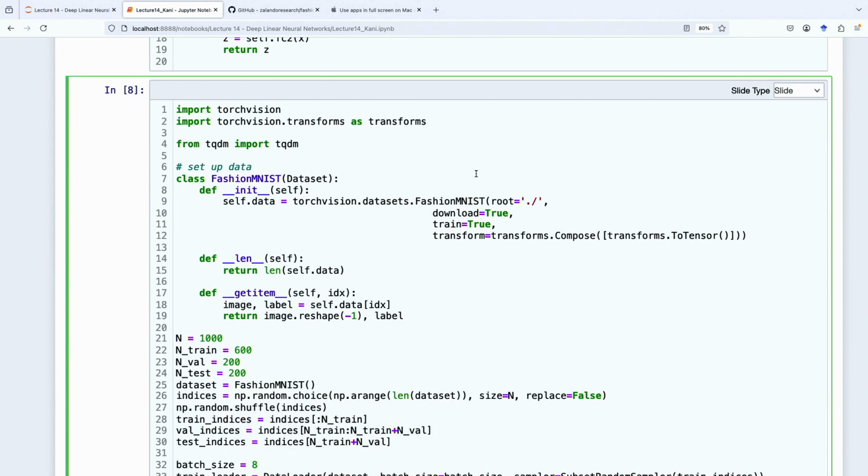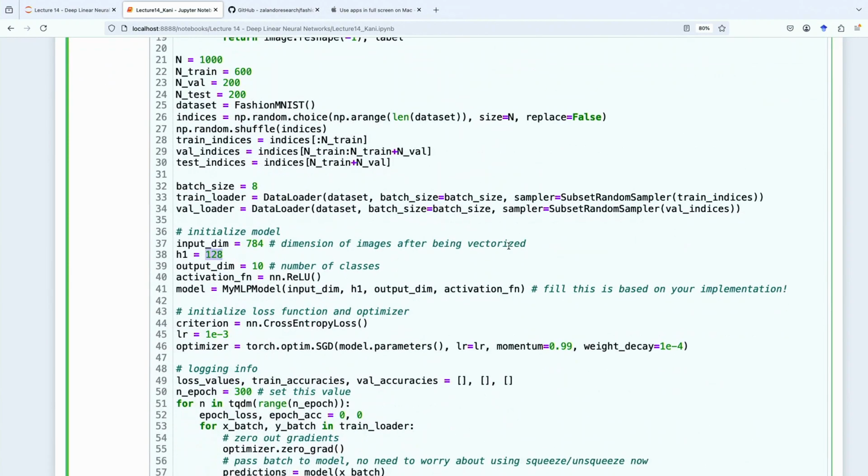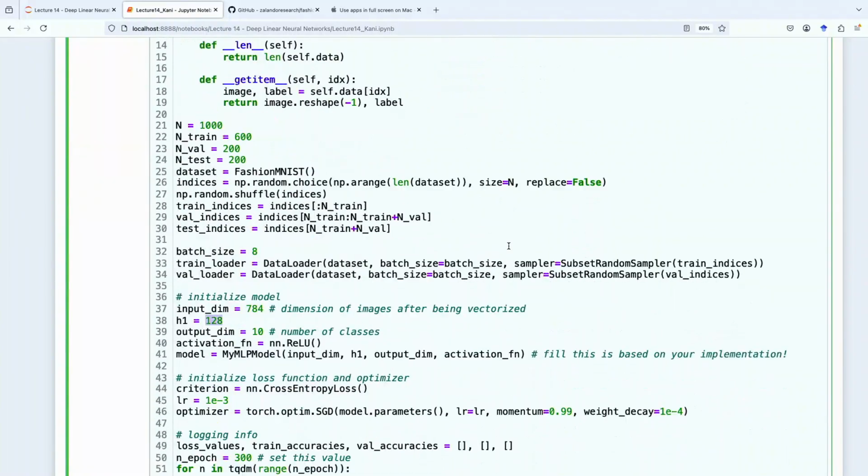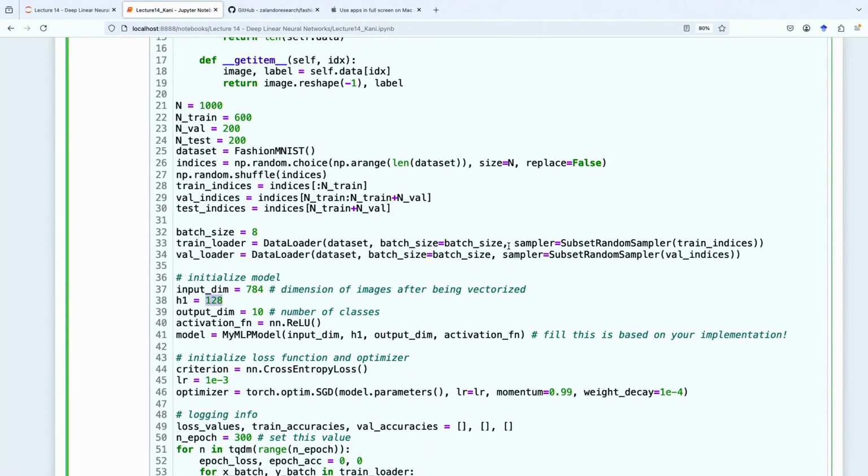sends a request to, I don't know, the Torch servers. I don't know who maintains the Torch servers. And so you download the actual fashion MNIST data set locally, and then you run everything. It's not very big. It's only a couple megabytes. So, simple two-layer perceptron. We define our data loader to give us batches of images.